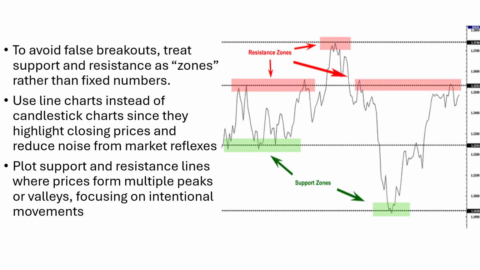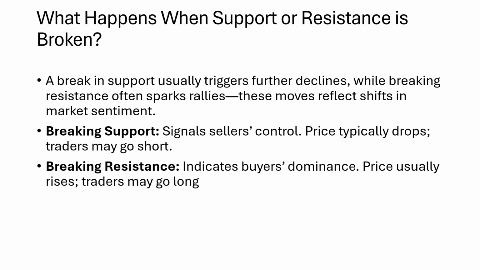There are three key factors to know to avoid false breakouts. To avoid false breakouts, treat support and resistance as zones rather than fixed numbers. Use line charts instead of candlestick charts since they highlight closing prices and reduce noise from market reflexes. Plot support and resistance lines where prices form multiple peaks or valleys, focusing on intentional movements.